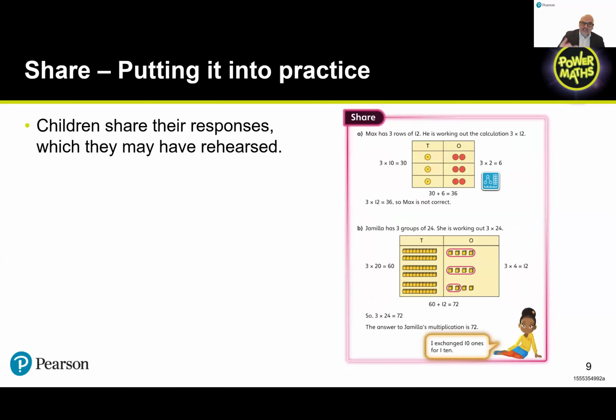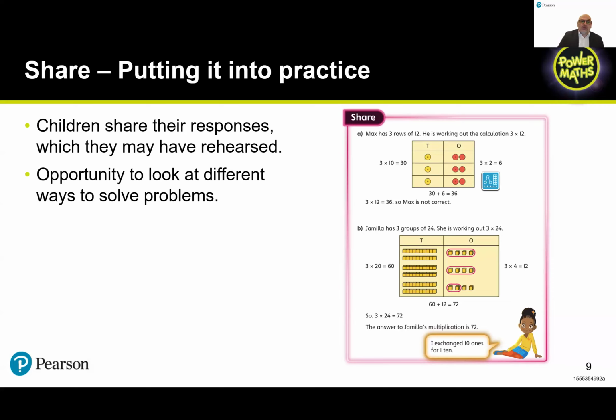So where's it done best? Put it into practice. Most of this I've just said, but children share the responses which they rehearse. And I think it's really important that children share their responses. Again, I go back to that oracy webinar that we did just before Christmas. I think it's really important that they either come up to the board or they talk out loud. And again, those mini whiteboards support that. They're a tool where they can rehearse what they want to say before.